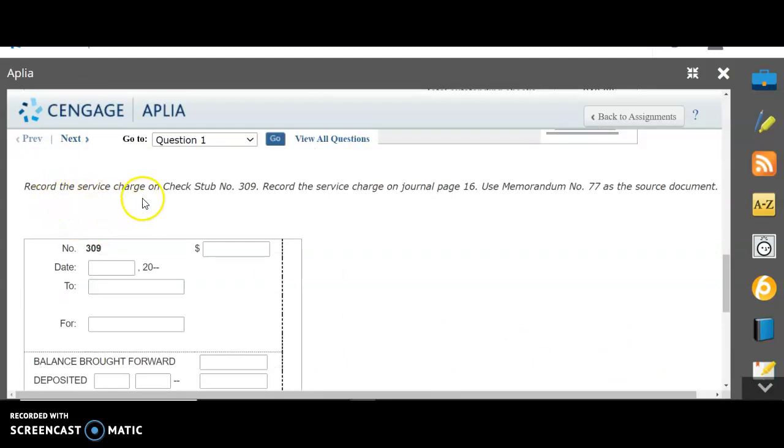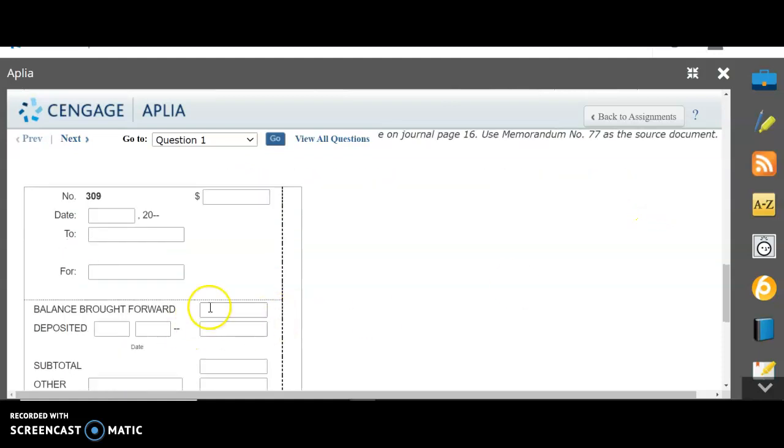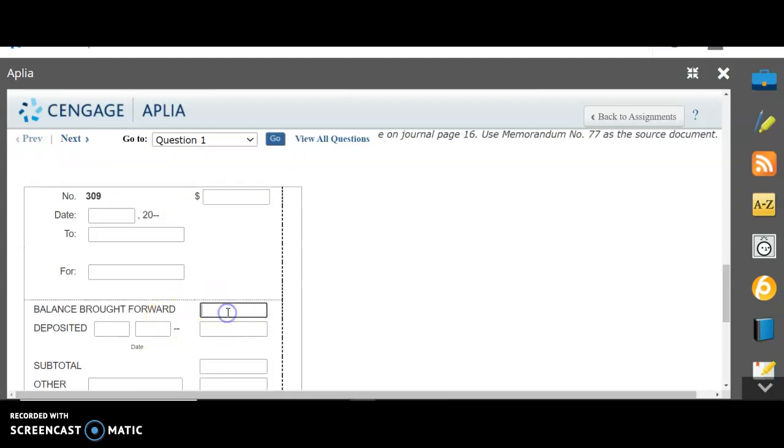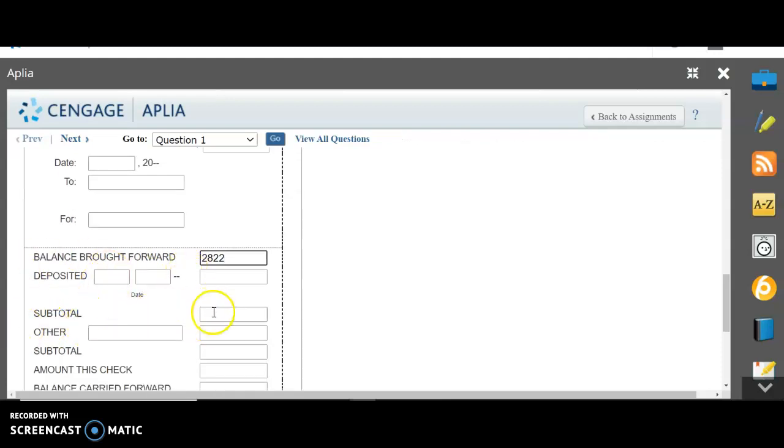Then it says we have to record the service charge on check stub number 309 and record the service charge on journal page 16. Use memorandum number 77 as our source document. So down here, all we are doing is recording that service charge. So we're not writing a check right now, so all of this stuff at the top will be blank. The only thing we're worried about is the balance brought forward, which was the 2822. We have nothing to deposit, we have nothing to worry about there, so that subtotal, we bring it down again, 2822.